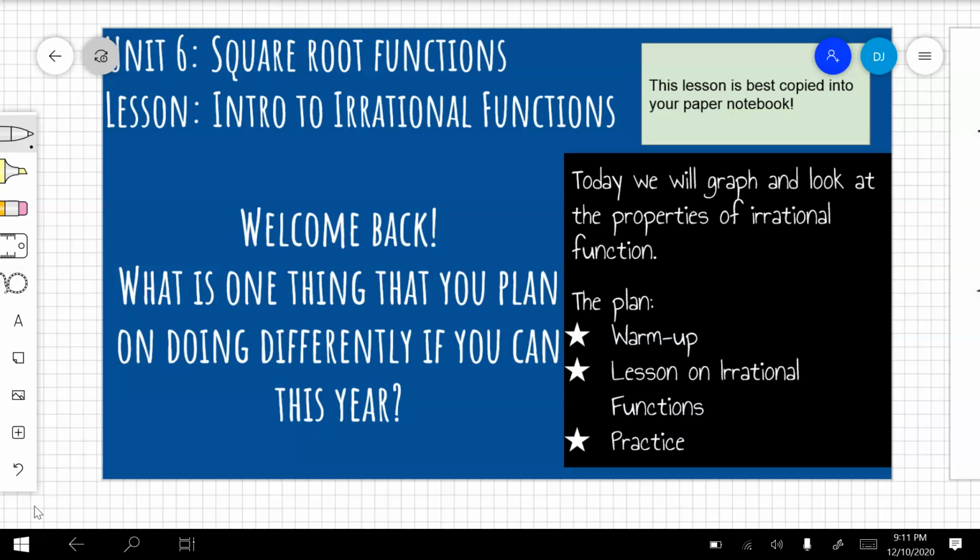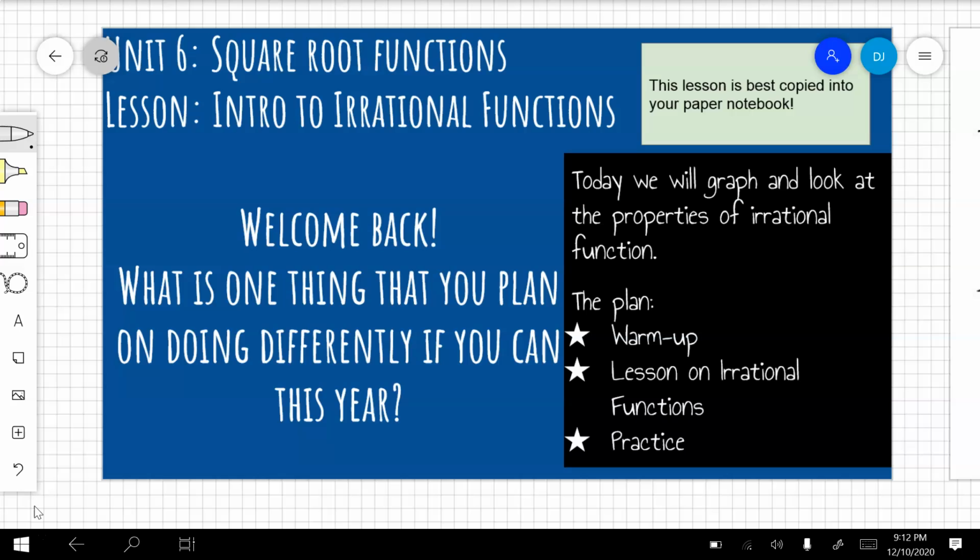What is one thing that you plan on doing differently if you could this year? So you may have already gone over that, not sure. But today we're going to look at graphs and we're going to look at the properties of irrational functions. So we're going to start with a warm-up lesson on irrational functions, and then we'll practice a little bit.